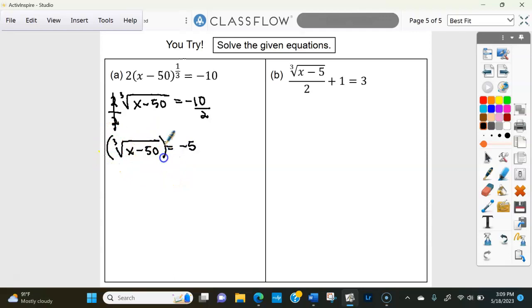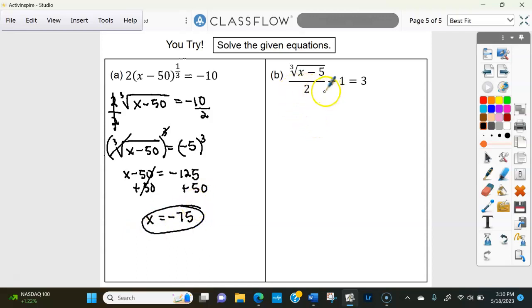Now we're going to cube both sides because we want to get rid of that radical. Cancel, cancel. We get x minus 50 is equal to negative 5 to the third. Negative 5 to the third is negative 125. Any negative raised to an odd exponent is going to remain negative because 3 negative numbers being multiplied will remain negative. And finally, we're going to add the 50. So my final answer, x equals negative 75.